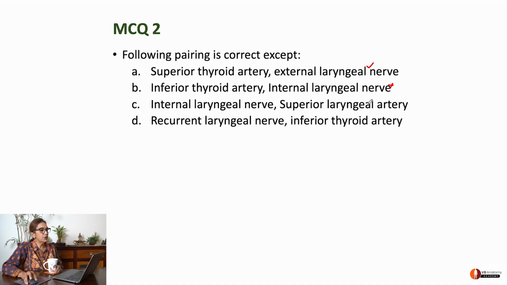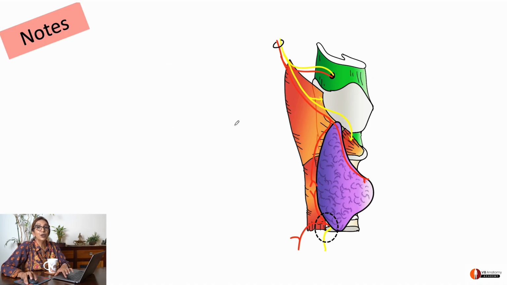Internal laryngeal nerve, superior laryngeal artery, yes. Recurrent laryngeal nerve, inferior thyroid artery, yes. Remember, inferior thyroid artery is paired with recurrent laryngeal nerve. It is not paired with internal laryngeal nerve. So, according to me, B is the incorrect option or B is the answer. I'm going to show you an image to help you understand.